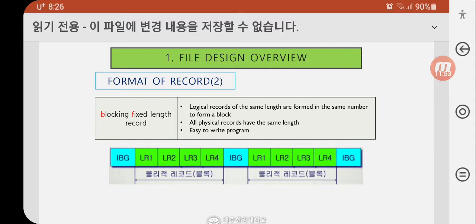First physical record that is block LR1, logical record 1, logical record 2, logical record 3, logical record 4 is a block.